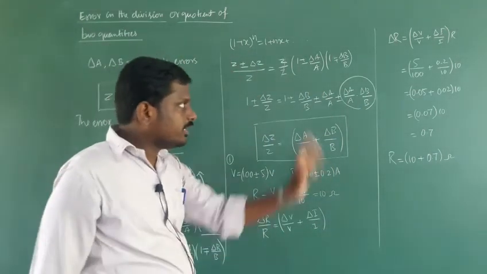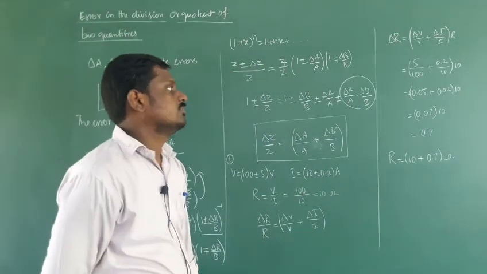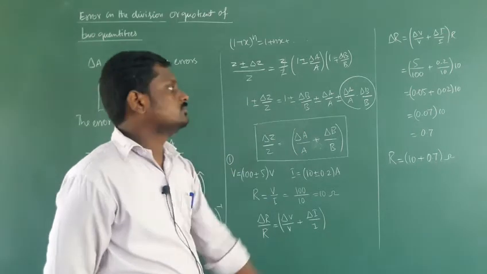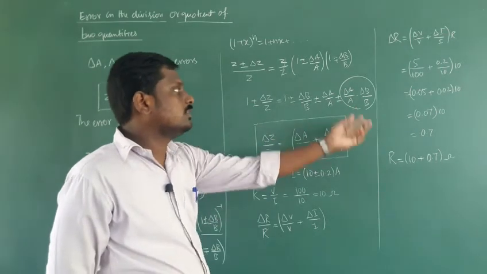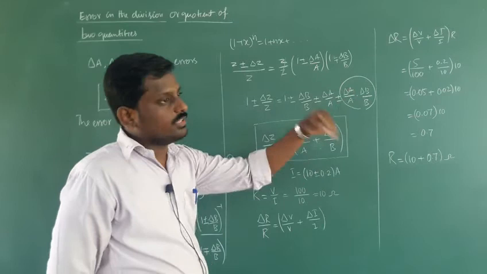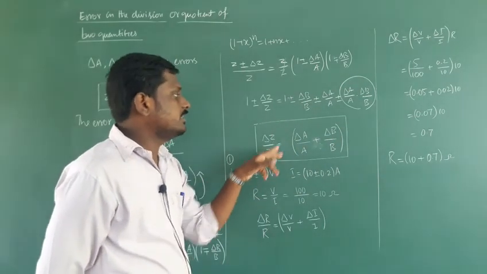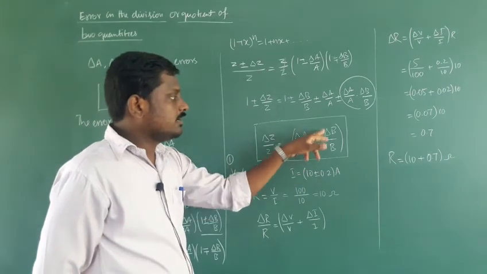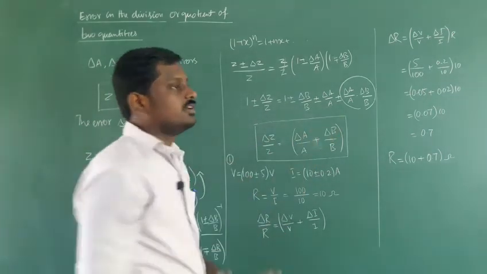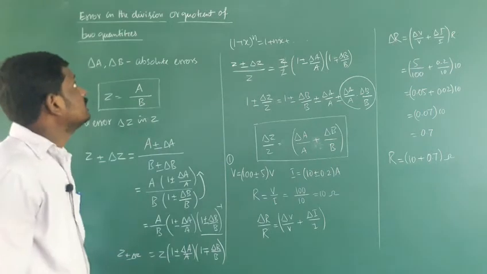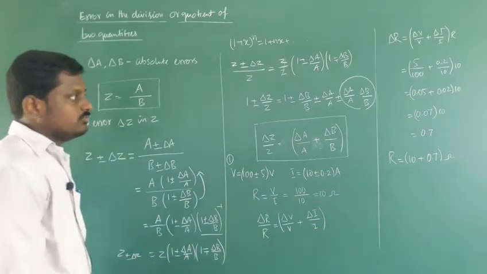Delta A by A is so small, and delta B by B is also small. The product of very small numbers gives a very small number, so it's neglected. After that, delta Z by Z is equal to delta A by A plus delta B by B. So this is the required formula for solving the error in the division or quotient of two quantities.